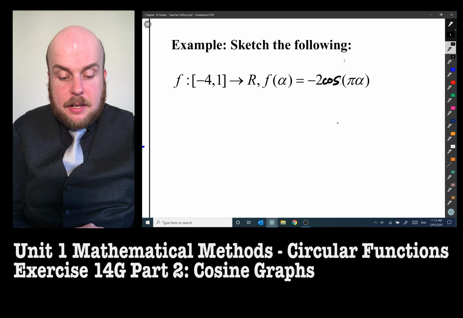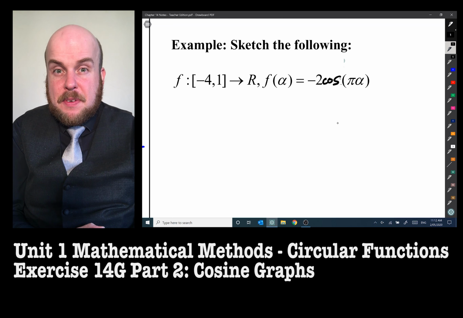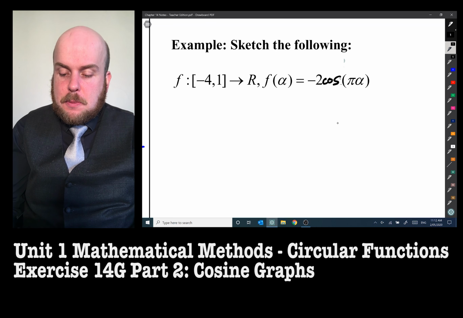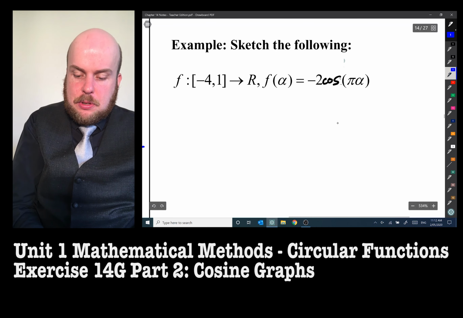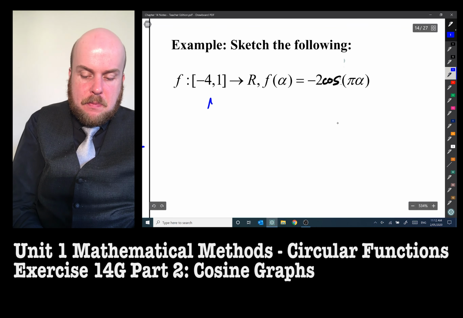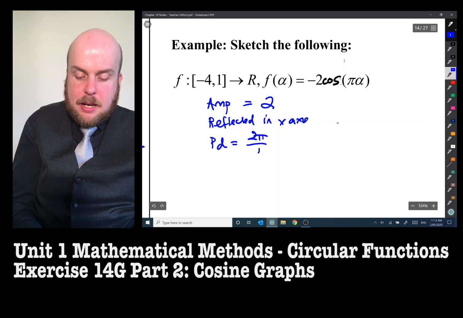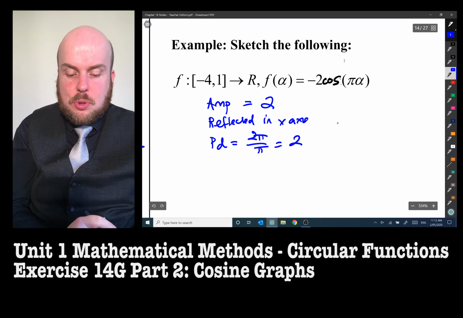Sketch the following. This one's a bit of a doozy, because have a look at that domain. It's going from -4 to 1, and we've got -2 cos pi x. So let's have a look at the amplitude and period. The amplitude is 2. It's been reflected in the x-axis. The period is 2 pi over pi, so it's equal to 2.